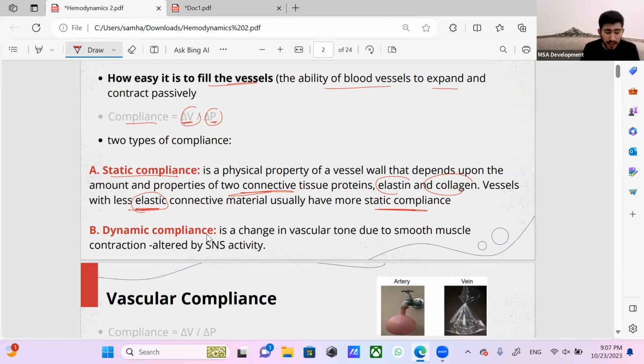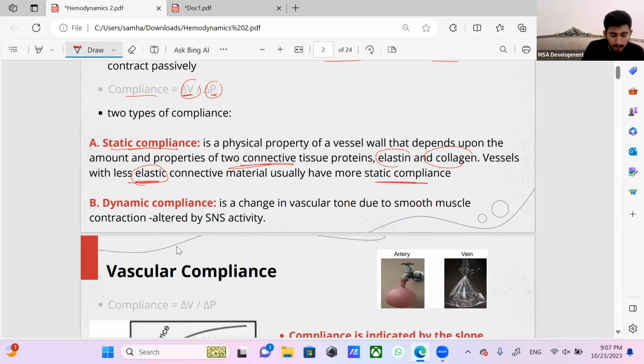So for the last time, static compliance is a permanent compliance that's related to permanent stuff like collagen and elastin. Once we lose this static permanent compliance, we lose it forever. We can't revert back to normal. And one last note, elastin is something that decreases compliance because it increases the elastic recoil.